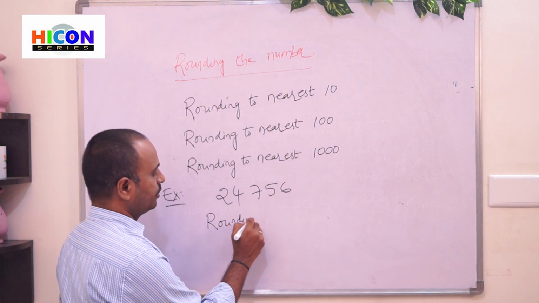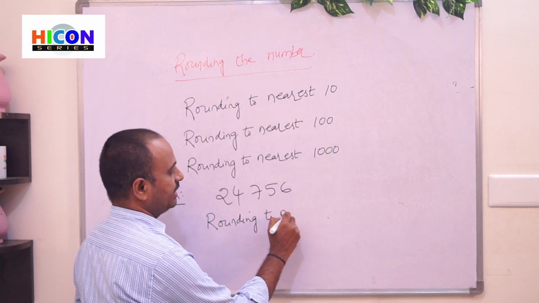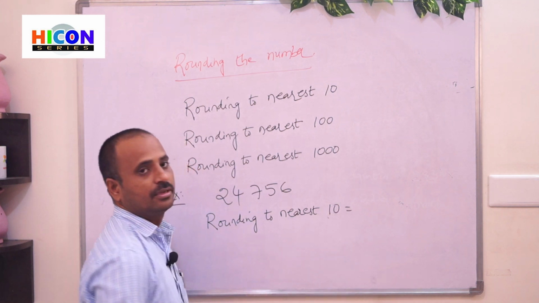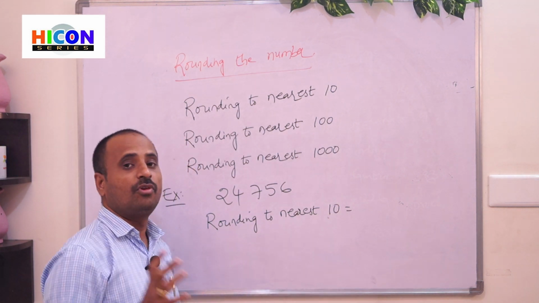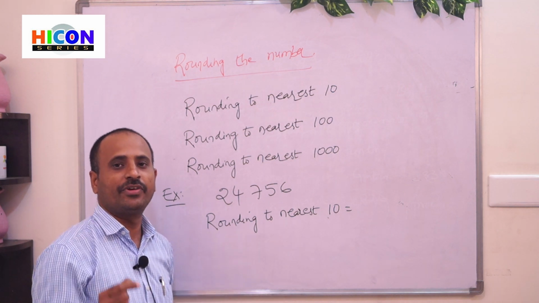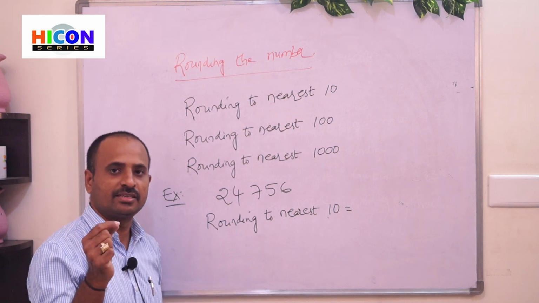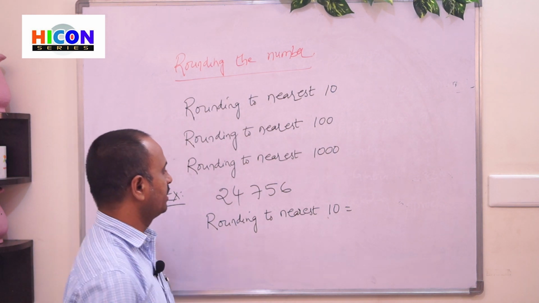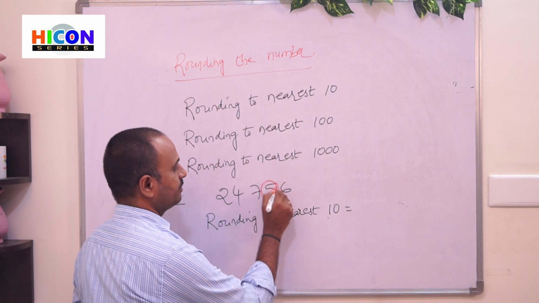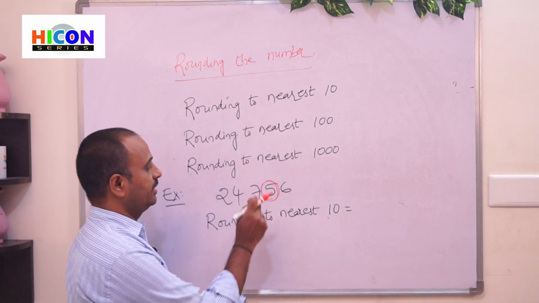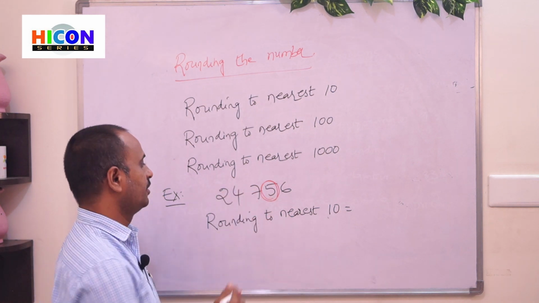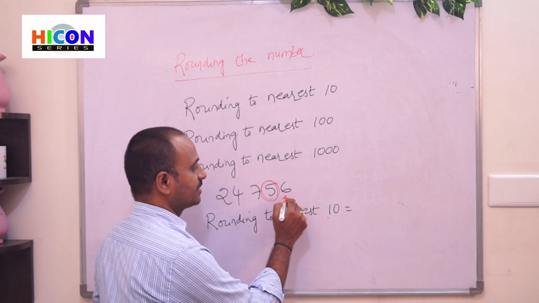Rounding to nearest 10. So children, if you want to round the given number to nearest 10, first identify the digit present in the tens place. In this number, the digit present in the tens place is 5. Next, check the next digit to it. Here the next digit is 6.